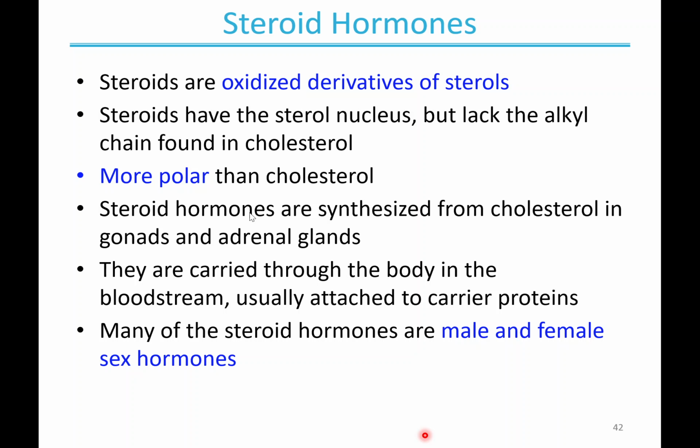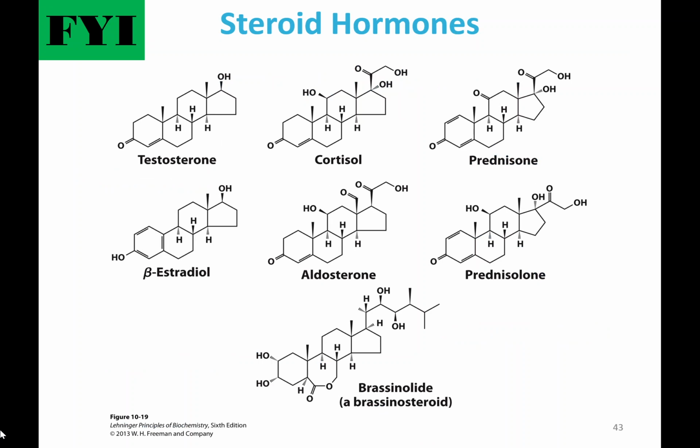The steroid hormones are synthesized from cholesterol in different parts of the body, like the gonads and adrenal glands. They're carried throughout the body in the bloodstream, usually still attached to carrier proteins, so they're not freely flowing around. Many steroid hormones are the male and female sex hormones. Right, and so here's an example of some of them, what they would look like. You've probably heard of a lot of these, like testosterone. I'm sure everyone's heard of that, the male sex hormone. And it has a fairly simple structure.